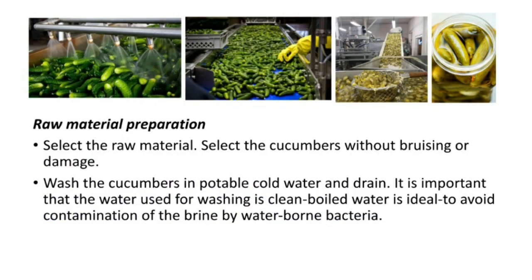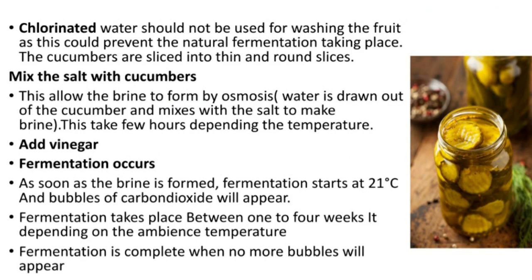Raw materials preparation. Select the raw materials, that is, select cucumbers without bruising or damage. Wash the cucumbers in potable, cold water and drain. It's important that the water used for the washing is clean. Boiled water is used to avoid the contamination of the brine by waterborne bacteria. Chlorinated water should not be used for washing the fruit; this could prevent the natural fermentation from taking place.